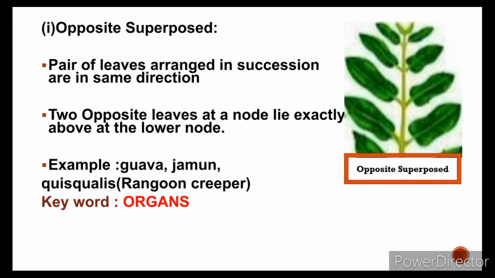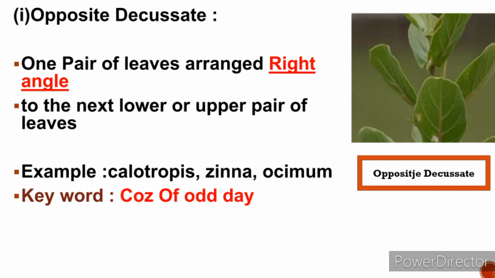Use the keyword ORGANS. In opposite decussate, one pair of leaves is arranged at right angle to the next lower or upper pair of leaves. If you see one pair to the next pair, it will be at a 90-degree position. Examples: Calotropis, Ocimum and Zinnia. The keyword is "cause of odd day".